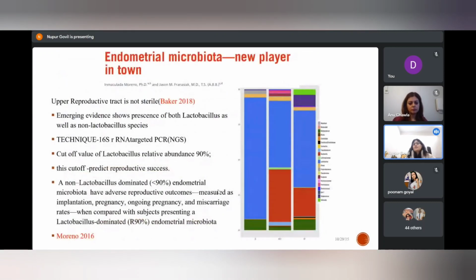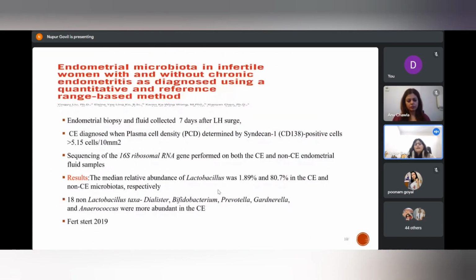And endometrial microbiota is a new player in town. It has been found that in women with chronic endometritis and many subfertile women, the endometrium is colonized with non-lactobacillus bacteria, which can have a negative outcome on reproduction and can cause implantation failure, and even miscarriages and pregnancy loss. So a technique called 16S ribosomal RNA targeted PCR NGS can actually distinguish lactobacillus-dominant from non-lactobacillus-dominant growth.